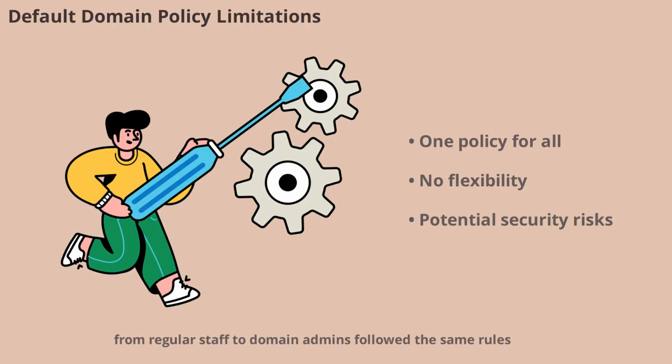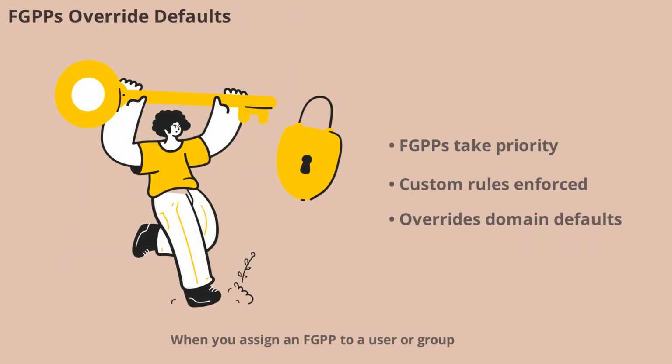Before FGPPs, organizations relied solely on the default domain policy for password and lockout settings. This meant every user, from regular staff to domain admins, followed the same rules. While simple, this approach lacks flexibility and can leave privileged accounts less secure than they should be. FGPPs address this gap by allowing more granular control, so you can enforce stricter policies where they're needed most, without inconveniencing everyone else. When you assign an FGPP to a user or group, it takes precedence over the default domain policy. This means the specific password and lockout settings you define in the FGPP will apply to those users, even if the domain-wide policy says otherwise. This override mechanism is what makes FGPPs so powerful for organizations with diverse security needs.